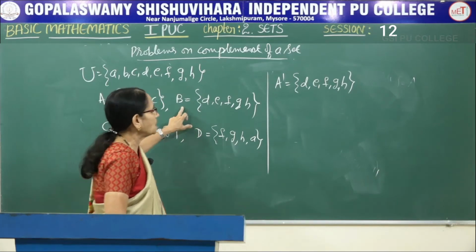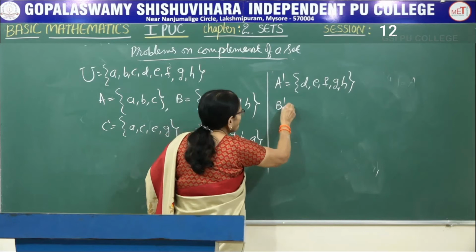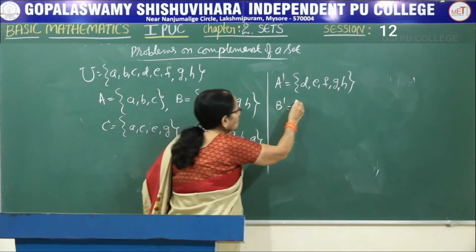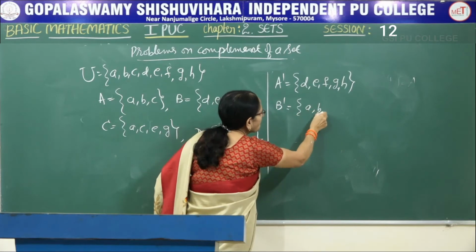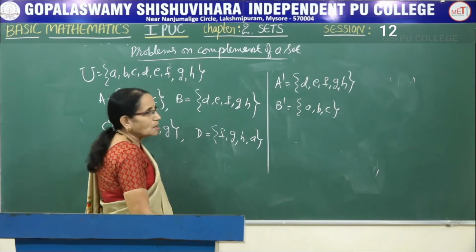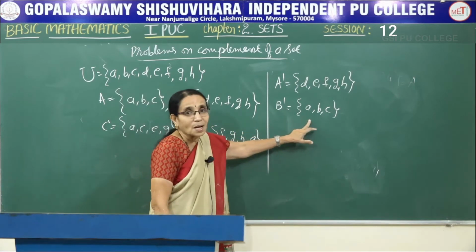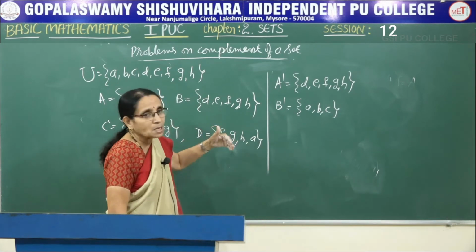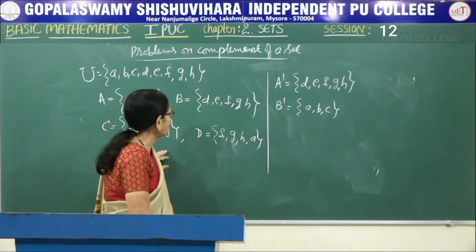Take the set B here. B dash. B dash means, see, D, E, F, G, H. Then what are the remaining elements? It is A, B, C. Correct? Look here. A was having A, B, C. Now it is B dash. So they are actually mutual complements. They are complements of each other, or mutual complements, I can say.